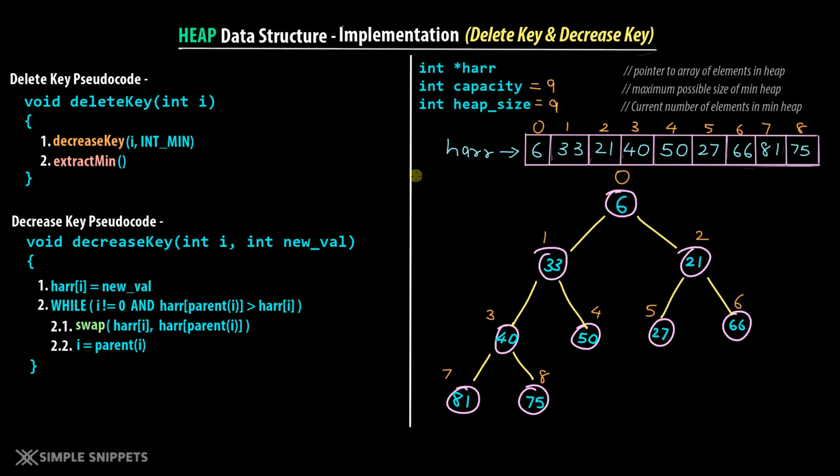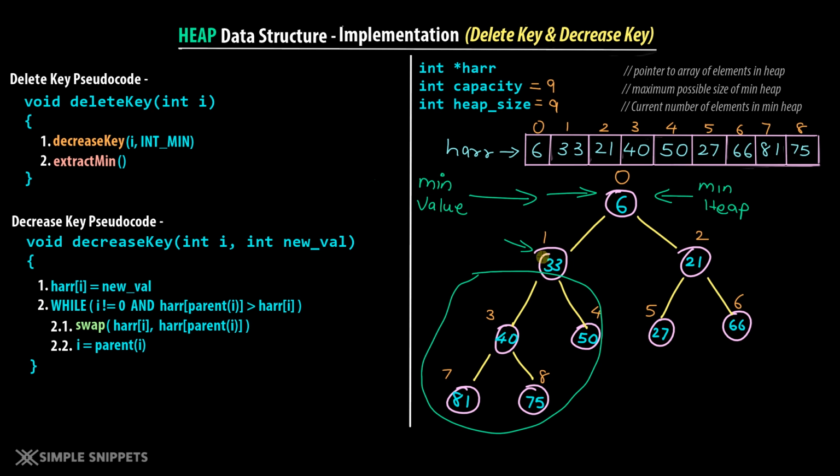Now delete key, as the name suggests, is when we want to delete a particular value in the heap data structure. Now we are implementing the heap using array, correct? And this is a min heap. So the minimum value, that is the node with the minimum value, will always be at the root level, right? So this is a min heap. And you can see the minimum value is 6, which is there at the root level. And for every node, its parent is smaller than its own value and all its children are larger. So if you see this node, its parent is 6, 6 is smaller than 33, and all the children of 33 are larger than its own value, correct? So that's the basic principle and definition of min heap.